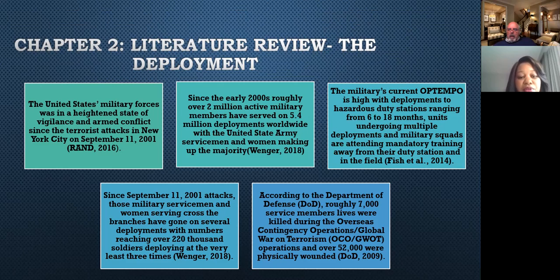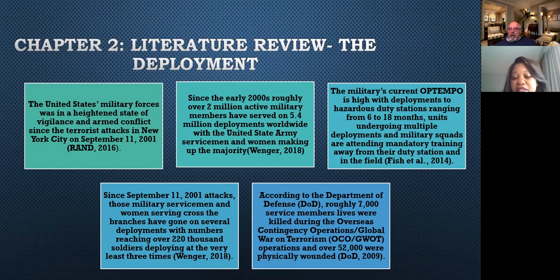Also, since September 11th, military servicemen and women across the 5 branches have gone on several deployments, with numbers reaching over 220,000 soldiers deploying at the very least 3 times.